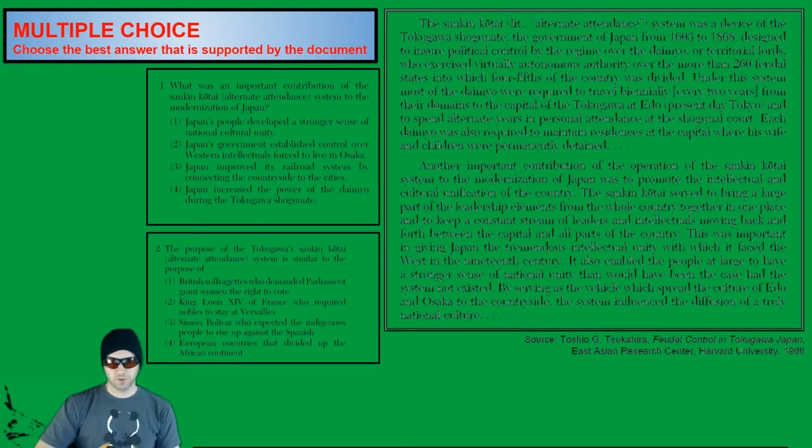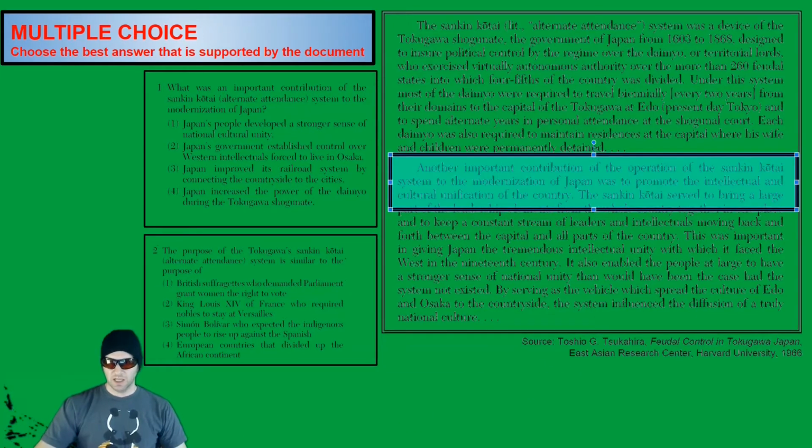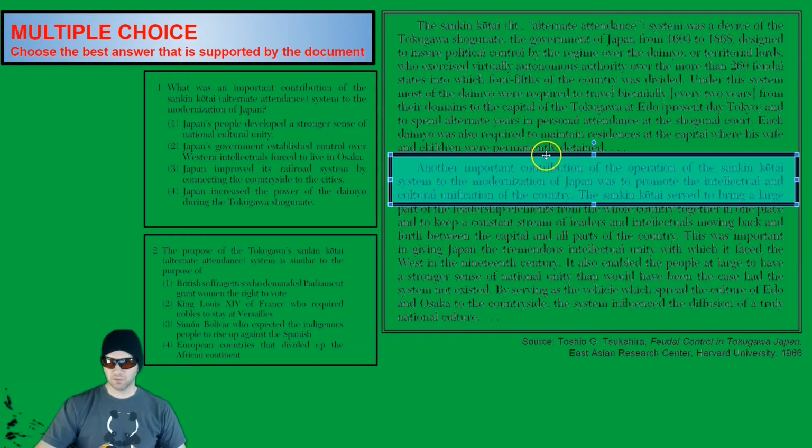Okay, let's do the multiple choice questions that came along with this document. Multiple choice. Choose the best answer that is supported by the document. What was an important contribution of the alternate attendance system to the modernization of Japan? Okay, from the document, I remember it saying that the system unified the country and made them intellectually unified. Let's see with the answers.